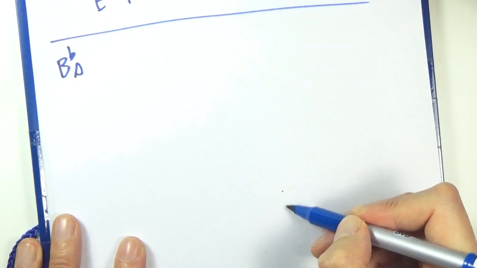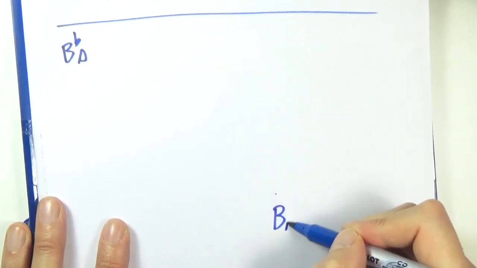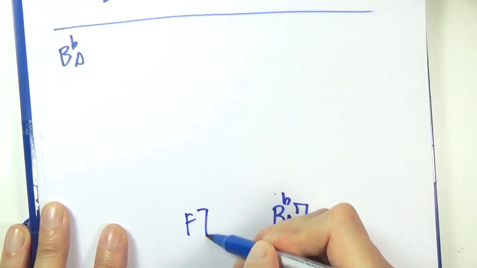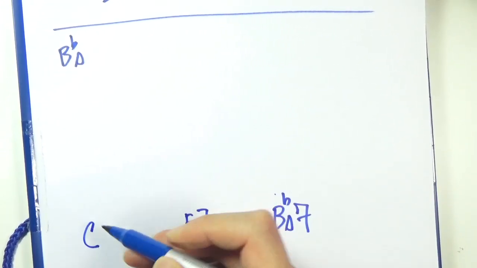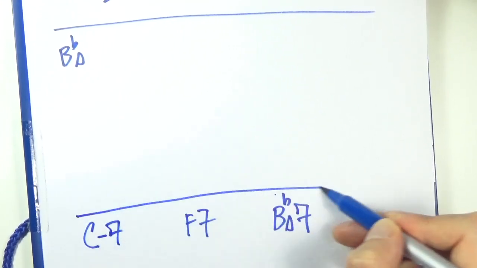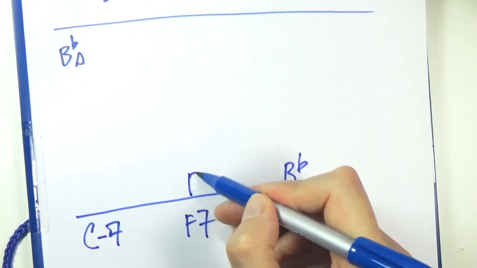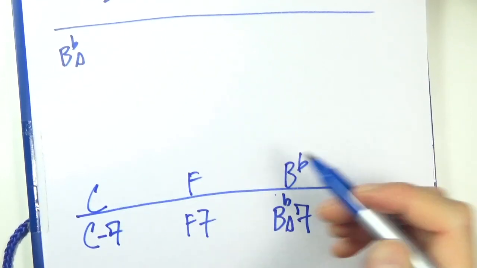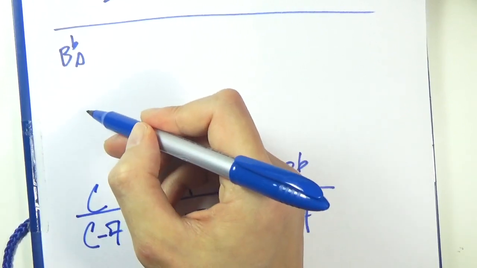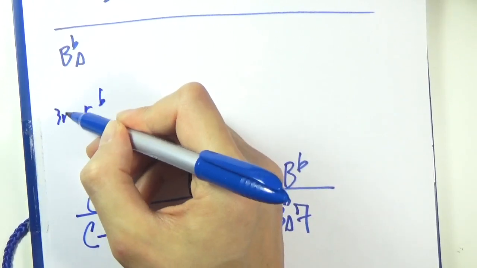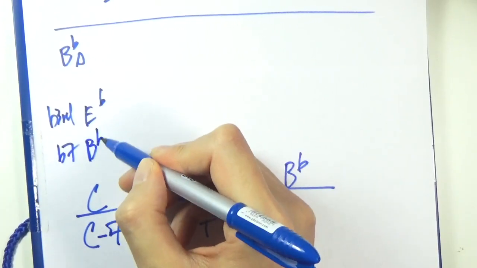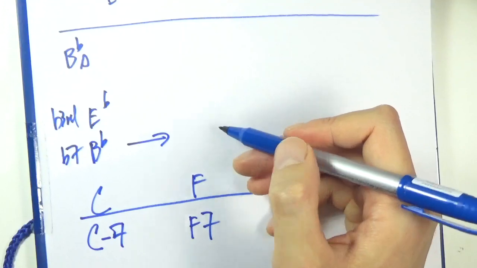So write down the chords first: B flat major 7th, F 7th, and then C minor 7th. Let's mix it up a little bit. Let's put the third on top, so that would be B flat, E flat, flat 3, I need a flat 7 here, then B flat. 7th becomes the third, major third.